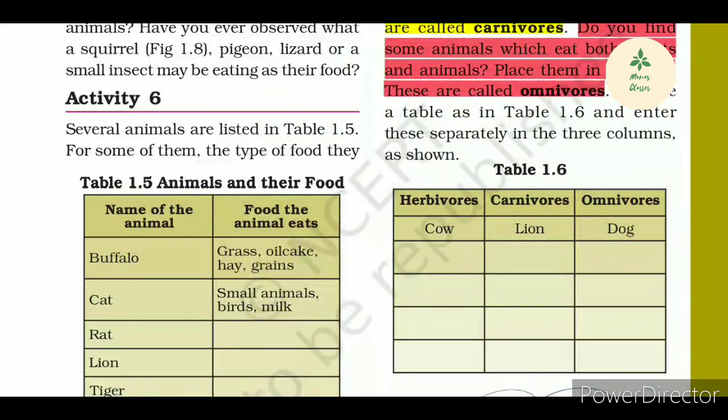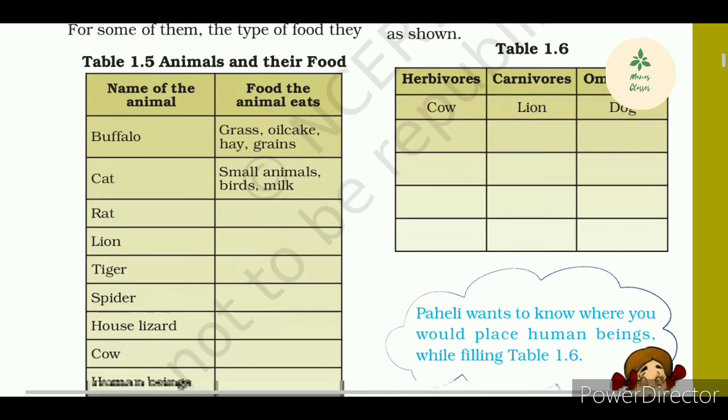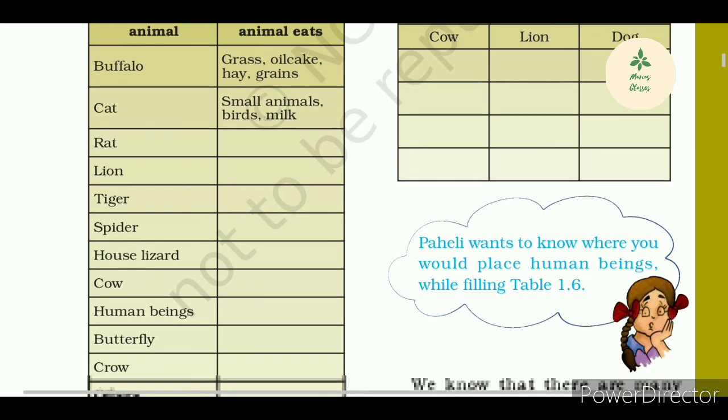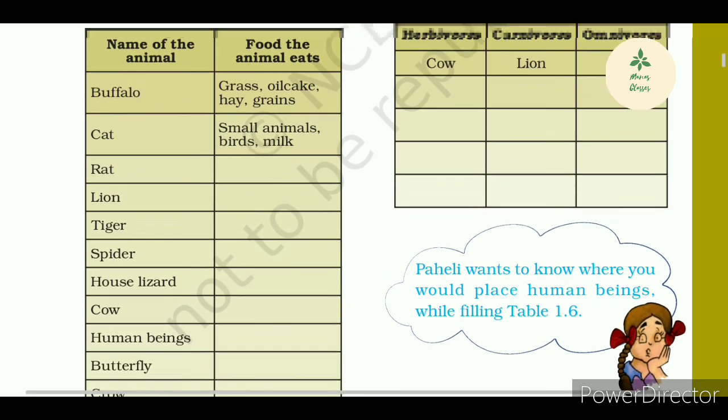Look at table number 1.5, animals and their food. Here are some examples given to you. What does a buffalo like to eat? Grass, oil cake, hay, grains. The second is the cat: small animals, birds and milk. The cat likes small animals, birds and milk. Here are some more given to you. We are going to answer this table in the PPT also.